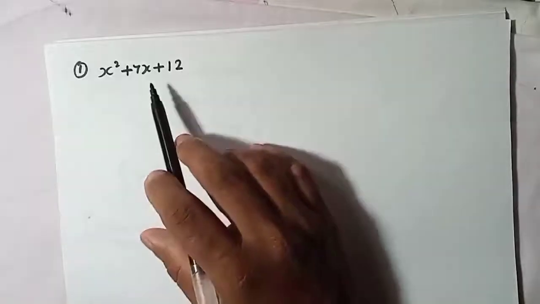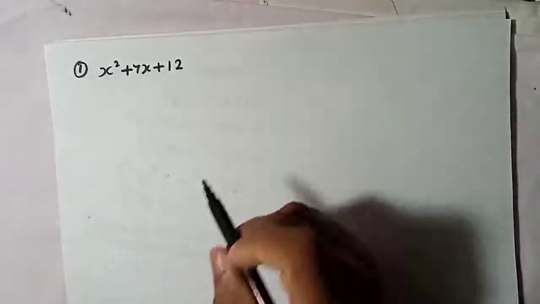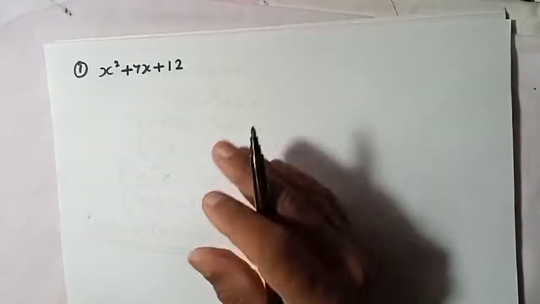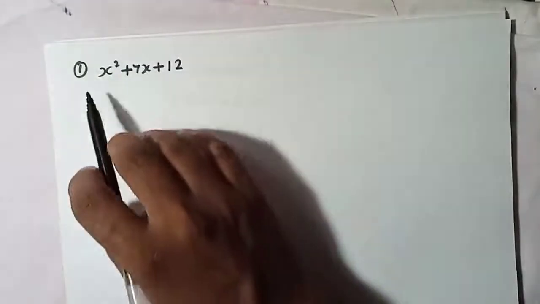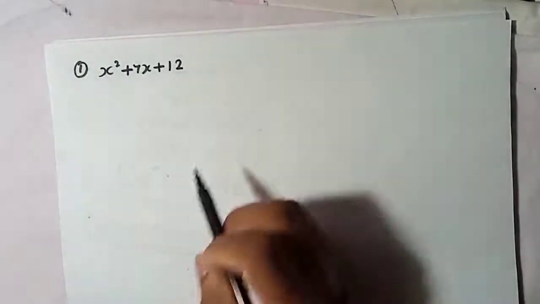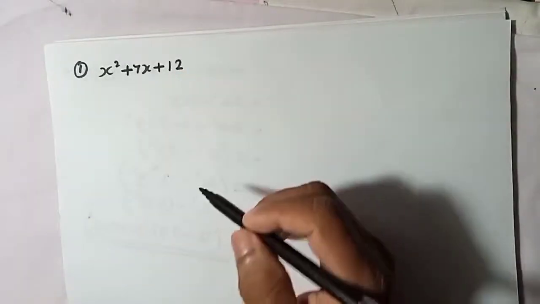Even in this type of question, you have to first find whether we have a common factor. If you have no common thing, then what to do? Actually, for this type of expression, they tell you to factorize. This is a quadratic expression. We call it a quadratic expression. So how to factorize this?